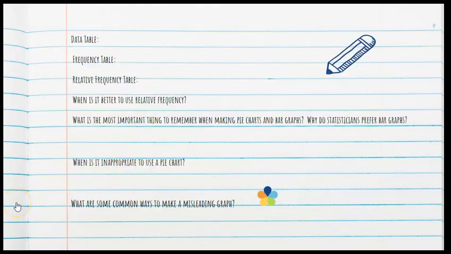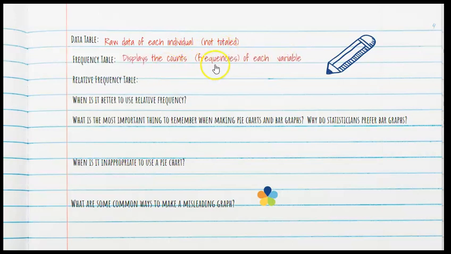On this slide there's a lot of vocabulary, and that's what we're going to start with. So a data table, what is a data table? Well, it's raw data of each individual. It's not totaled. It's a table, categories, and values, just like we saw in the previous slide. A frequency table displays the counts of each variable. So if I wanted to know how many freshmen, it would have a total count of how many freshmen, 15, 20, whatever. But it's a frequency table, how often that one variable occurs.